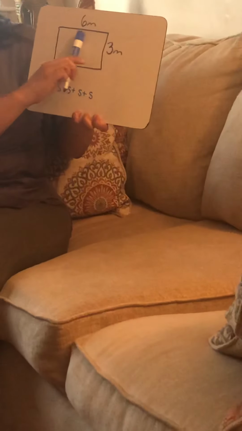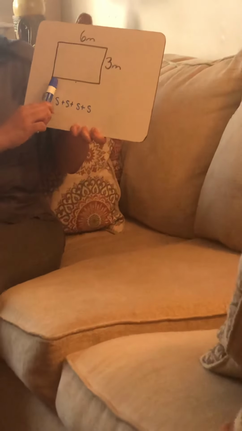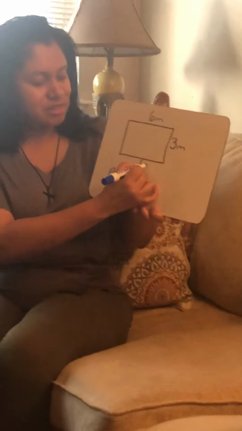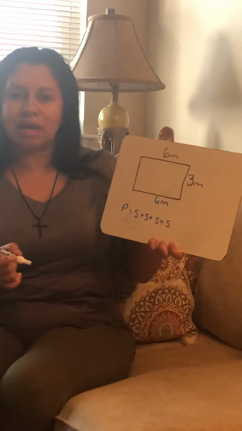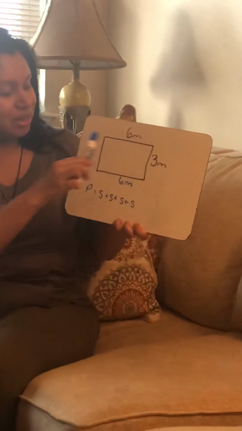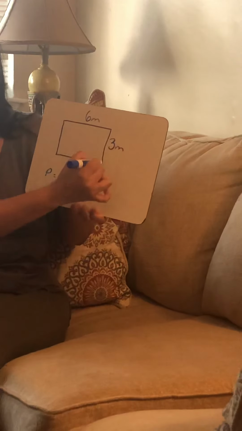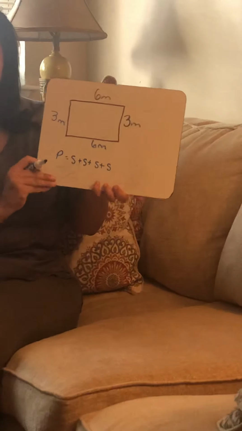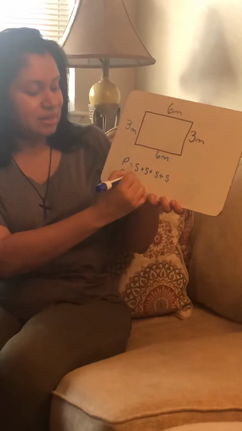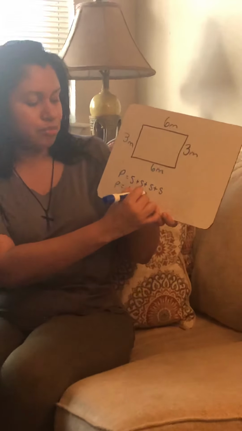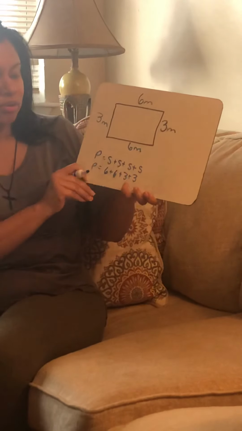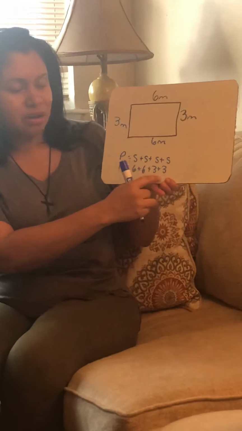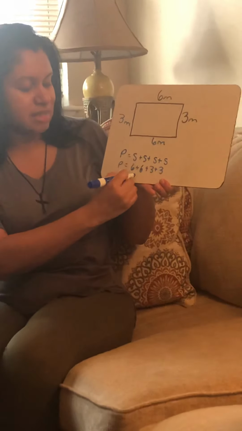Now, if this length measures 6 meters, how long is this length over here? Hopefully you said 6 meters or thought it, okay? So that's one of the missing numbers. And now I have to find this missing number. Well, if this side measures 3 meters, I know that this side also measures 3 meters. And voila, you have your 4 numbers. Okay, so now I'm going to add 6 plus 6 plus 3 plus 3. Now you can add in any order that you want. And then I know that 6 plus 6 is 12 and plus another 6 is 18. So my answer is 18.